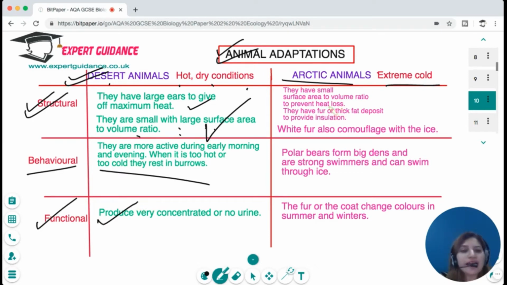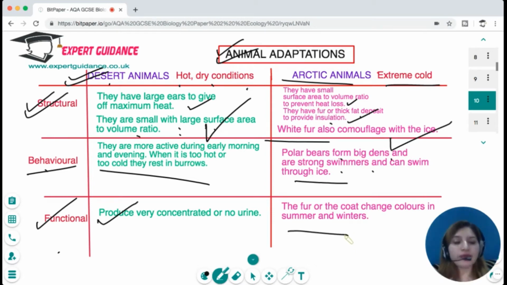For the Arctic animals like the polar bears, they have small surface area to volume ratio to prevent heat loss. They have fur or thick fat deposits for insulation. White fur also camouflages them with the ice. Polar bears form big dens and they're strong swimmers that can swim through the ice. That is their behavioral adaptation. And the functional adaptation is that the fur or the coat changes color in summer and winter so that they can easily camouflage and protect themselves from predators.